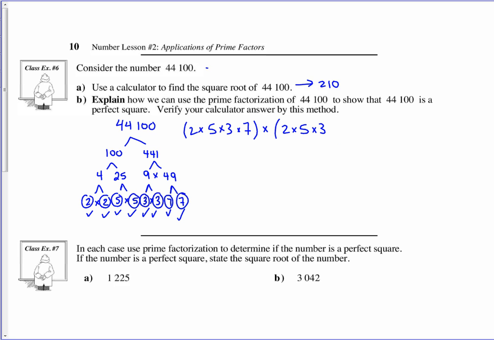So the square root of 44,100 is equal to 2 times 5 times 3 times 7. Or, guess what that equals? Surprise, surprise. 210.